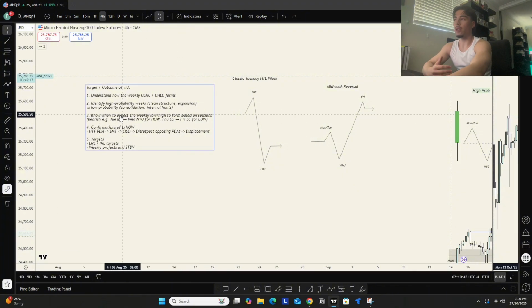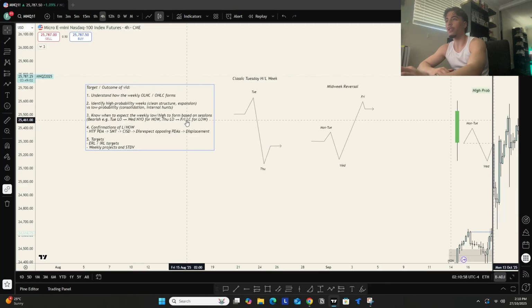Second thing I've got here is identifying high probability weeks. Some weeks have clean structure and offer an expansion, and then low probability weeks are obviously just consolidation weeks and just internal hunts and stops. So it doesn't offer that clean expansion like a high probability week would normally do.